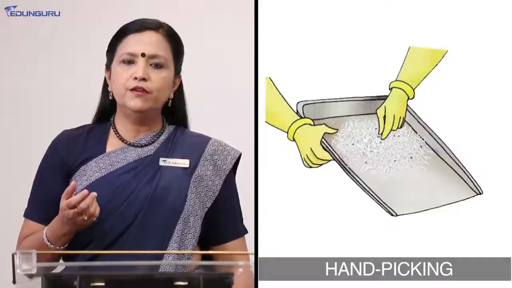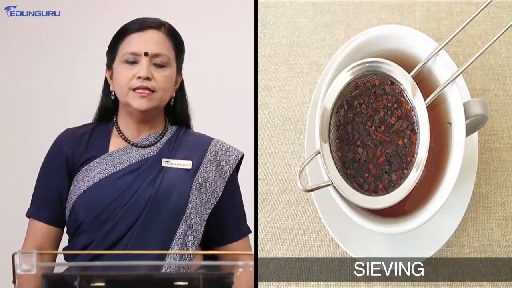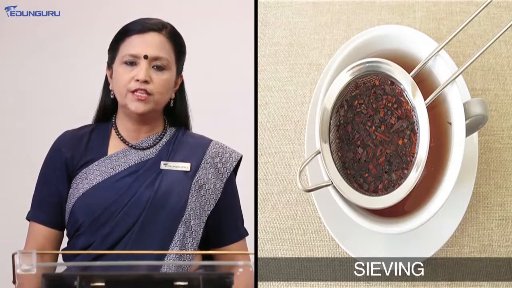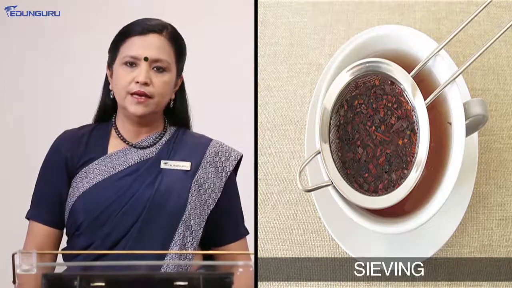Now, tell me, when you make tea at home, or you must have observed somebody making tea, what is the method of separation which is used during making of tea? Yes, Rosie? Ma'am, sieving. Very good. So, we see sieving is the method which is used for making tea, in which sieving separates the tea leaves from the tea.